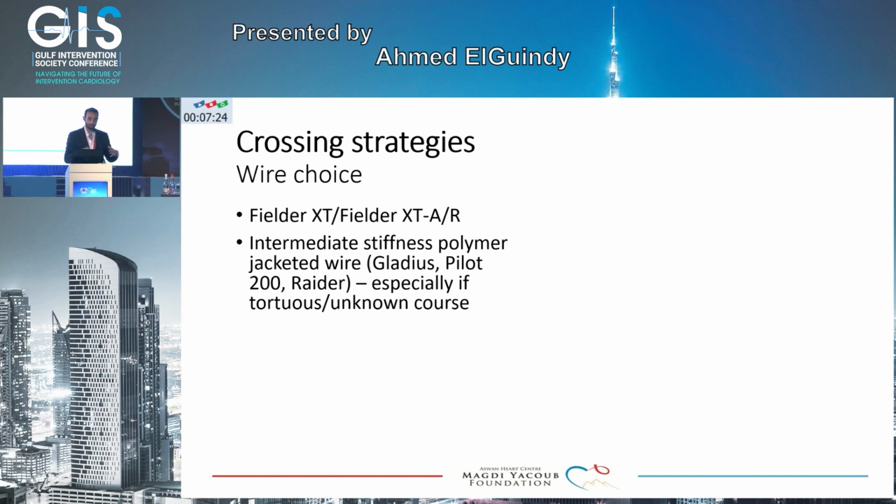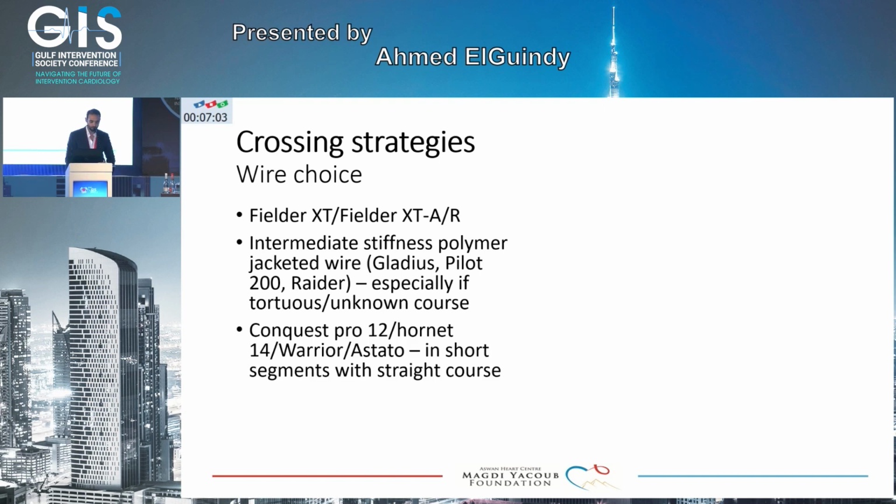That means that you can end up in the subintimal space distal to the lesion, but the likelihood of puncturing or perforating the vessel and ending up with a perforation is minimized. So these are particularly useful, be it the Gladius, Pilot 200, Raider, and those all are polymer jacketed wires, non-tapered, and they have a tip load of between 3 and 4 grams.